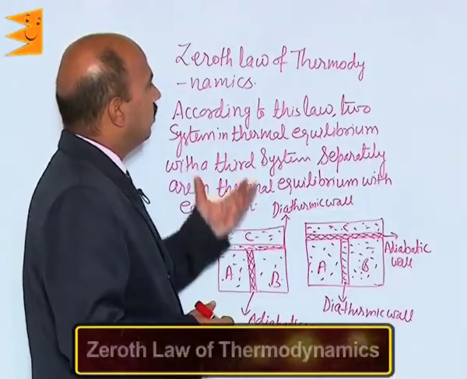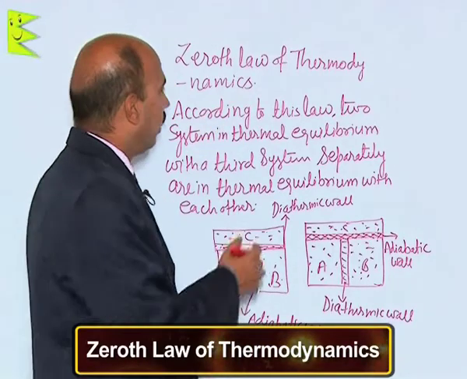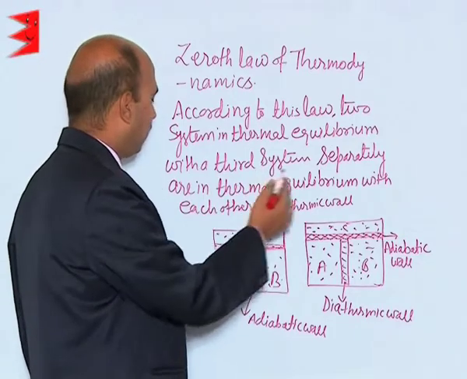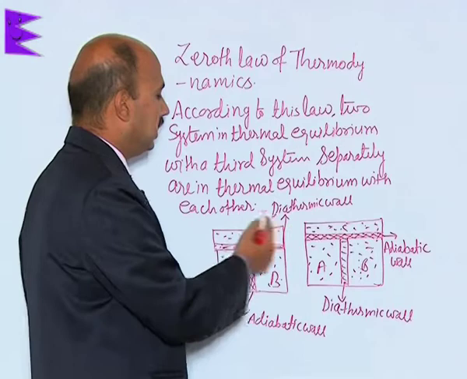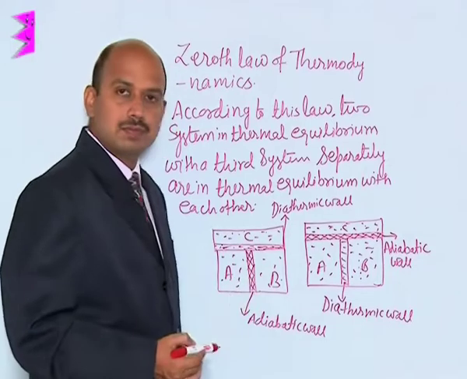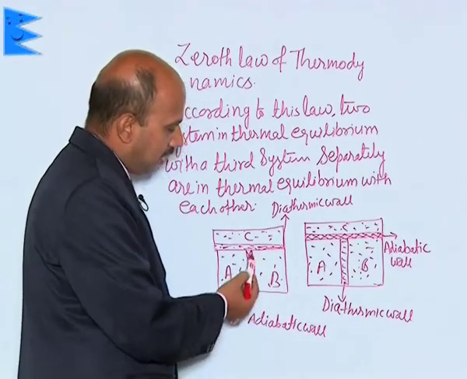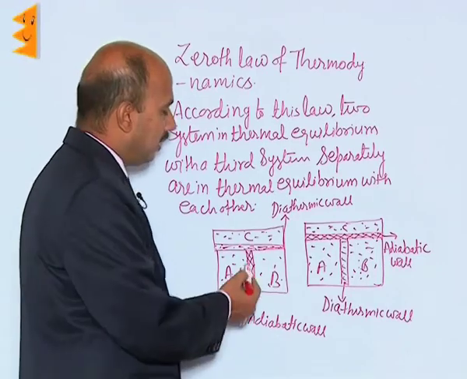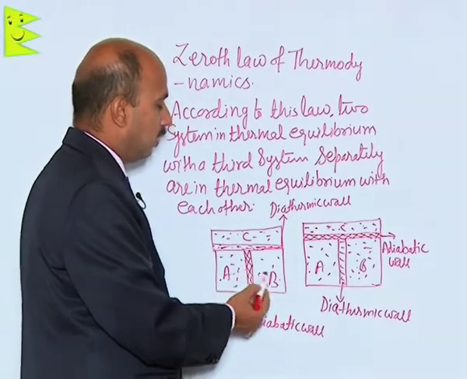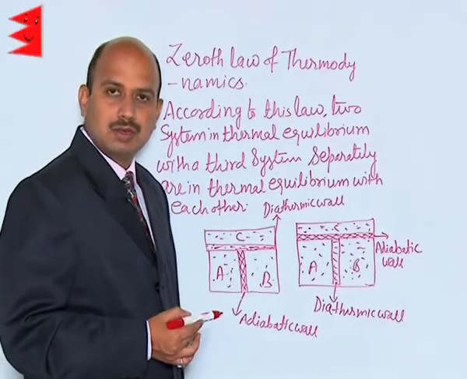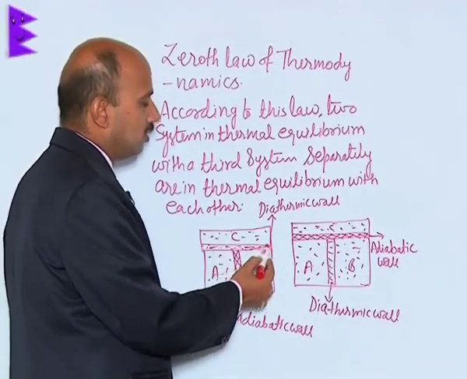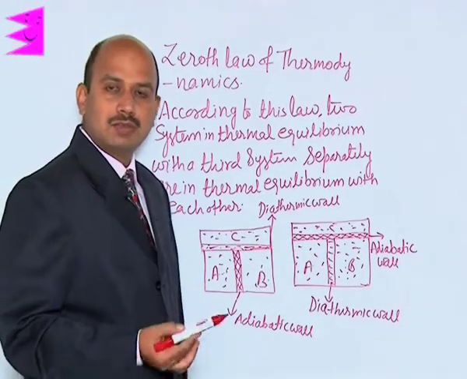Now see here, the zeroth law of thermodynamics. According to this law, two systems in thermal equilibrium with a third system separately are in thermal equilibrium with each other. See here, suppose A and B are two systems. These are separated by an adiabatic wall. Adiabatic wall means which does not allow heat to pass. It means from A to B, B to A, there is no transfer of heat. Between A and C, and B and C, this portion is a diathermic wall which allows heat to pass.